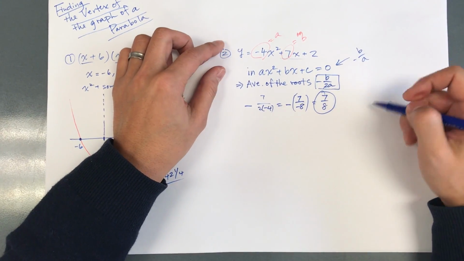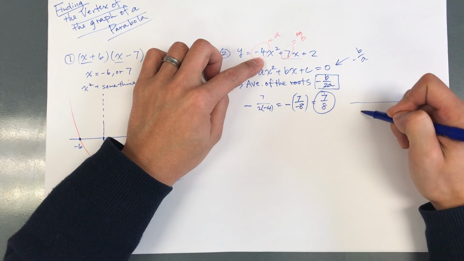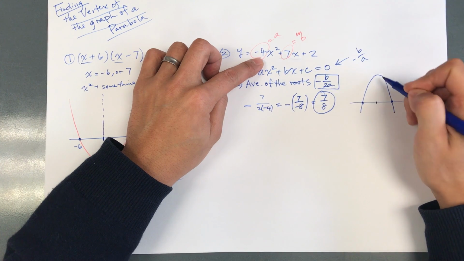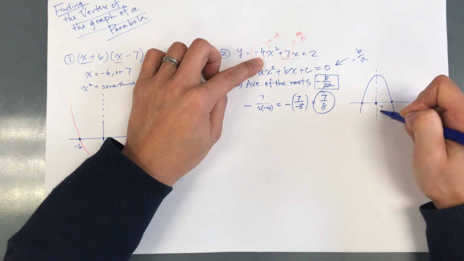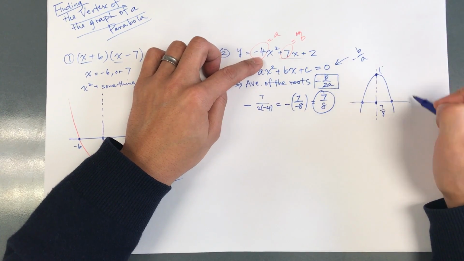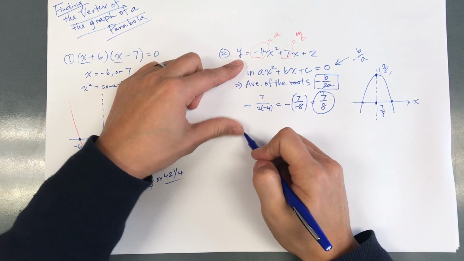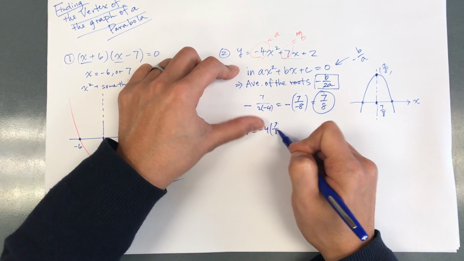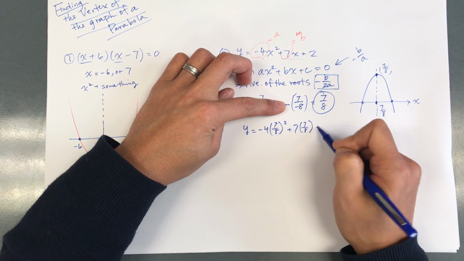That's going to be the x coordinate. Since the coefficient is negative, this parabola is going to open downwards. We don't know the roots here, but we know that the line of symmetry hits 7/8. So the x coordinate is 7/8, and we have to plug that back in. So we have y equals -4 times 7/8 squared plus 7 times 7/8 plus 2.